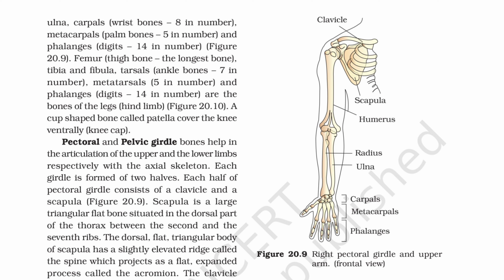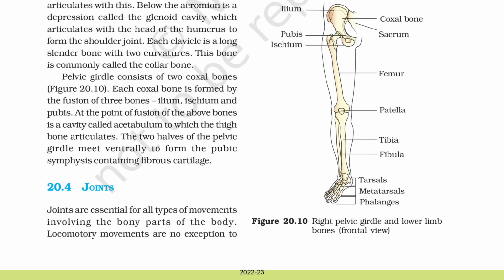Pectoral and pelvic girdle bones help in the articulation of the upper and the lower limbs respectively with the axial skeleton. Each girdle is formed of two halves. Each half of pectoral girdle consists of a clavicle and a scapula. Scapula is a large triangular flat bone situated in the dorsal part of the thorax between the 2nd and the 7th ribs. The dorsal, flat, triangular body of scapula has a slightly elevated ridge called the spine which projects as a flat, expanded process called the acromion. The clavicle articulates with this.